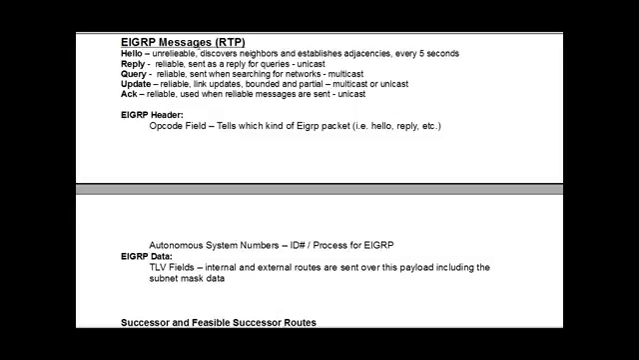Okay, in the EIGRP messages or RTP protocol, you have the EIGRP header, which has a field called the opcode field, which tells which kind of EIGRP packet, i.e. hello, or reply, and whatever. And these will have a different number. I didn't list the numbers here, but you can look them up. It also has the AS number or process ID number for the EIGRP process sent in that header. And then in the EIGRP data area, there are the TLV fields, and those have the internal and external routes which are sent over those fields. And also the subnet mask data is sent over the EIGRP data fields. So that's the EIGRP packet right there.